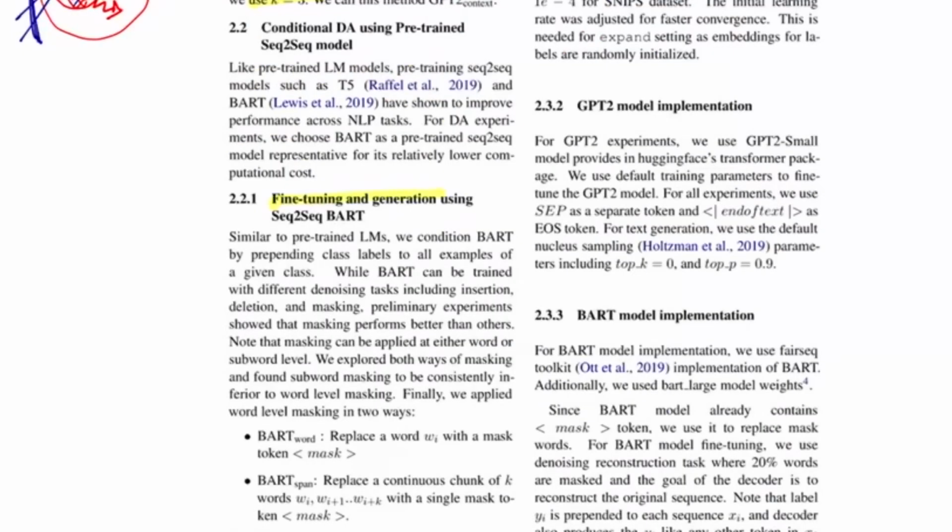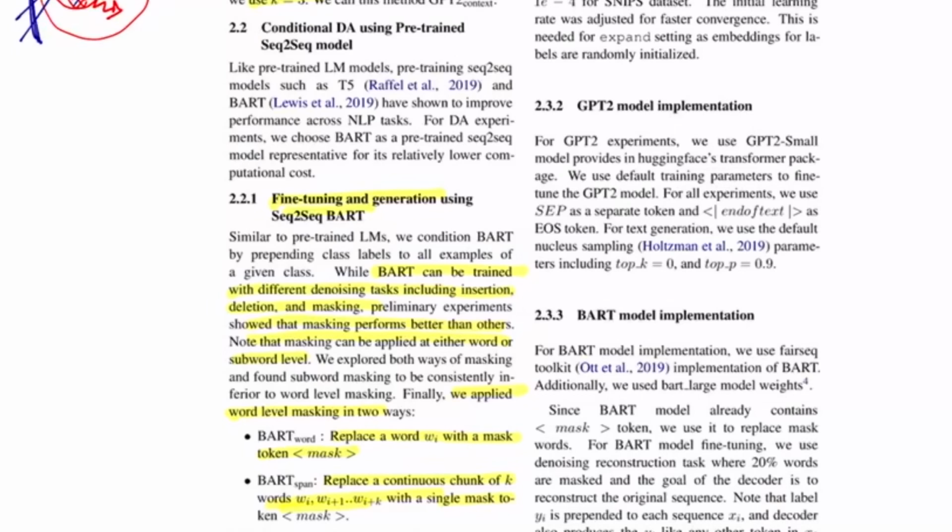So for sequence to sequence generation using BART, BART can be trained with different denoising tasks such as insertion, deletion, and masking. But they found that masking performs better than the others. Note that masking can be applied at either the word or subword level. So they explored two ways of doing word level masking. One was to replace a word wi with the mask token. The second was to replace a continuous chunk of k words with a single mask. Okay, so what they're saying is that mask-based denoising performed well compared to insertion and deletion.